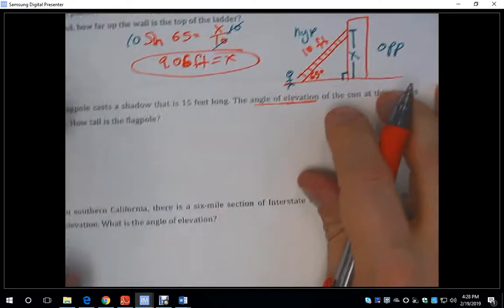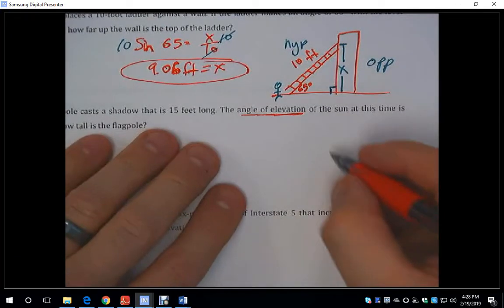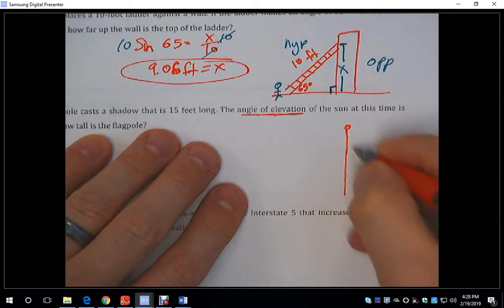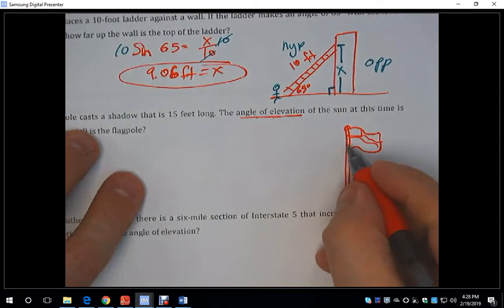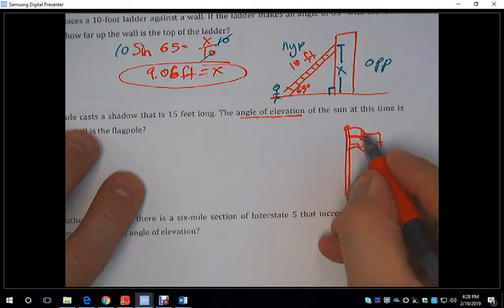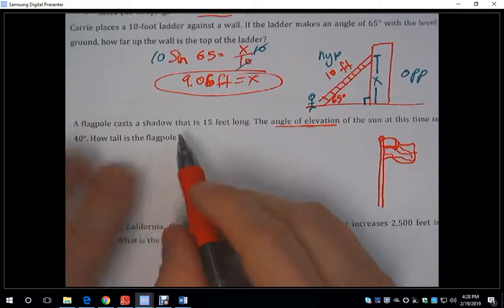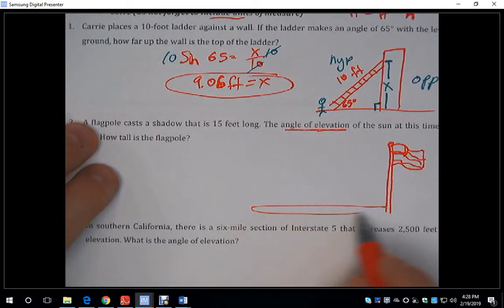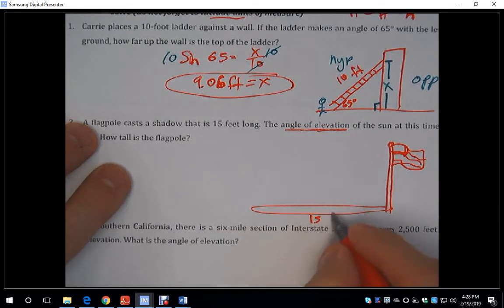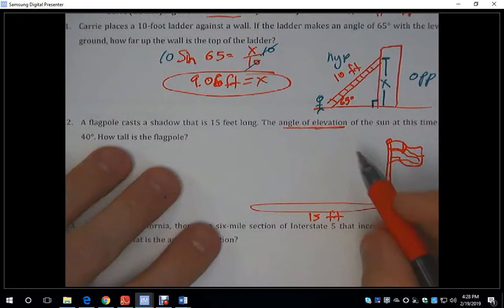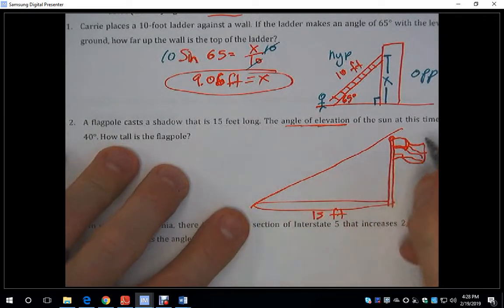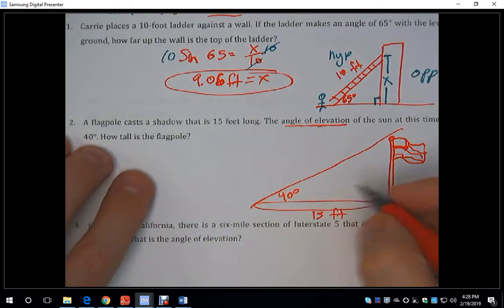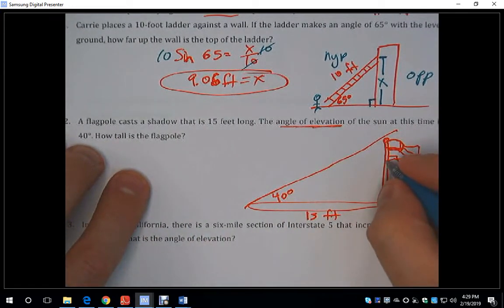So in this case, we have our flagpole. Let's make it look like a flagpole. Probably not a great flag, I could have done a better job, but oh well. We know that the shadow being cast is 15 feet. And the angle of elevation would be the angle here, which is 40 degrees. I want to calculate how tall the flagpole is.